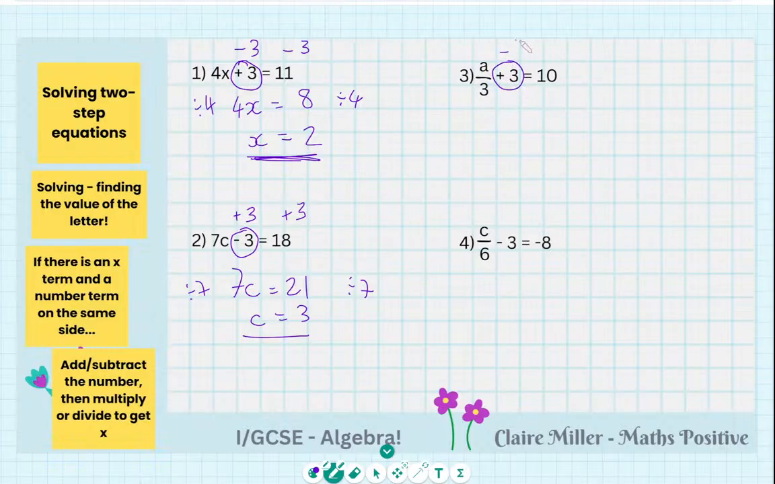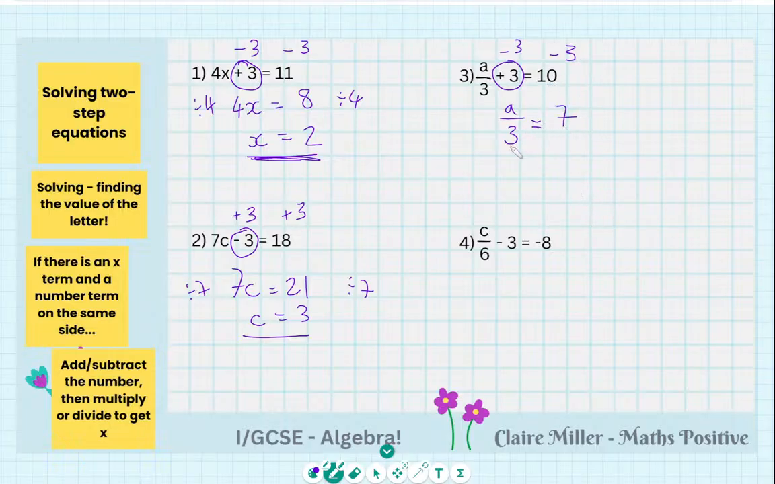Right, I'm going to take 3 off here to undo this plus 3. So I'm going to do the same to the other side. We always do the same thing to both sides of the equation. So this all balances out, cancels out, and then we've got 10 take away 3, which is 7.